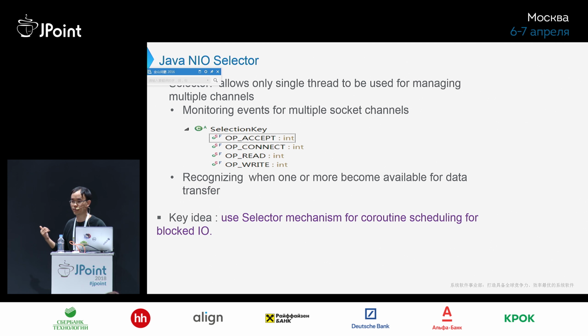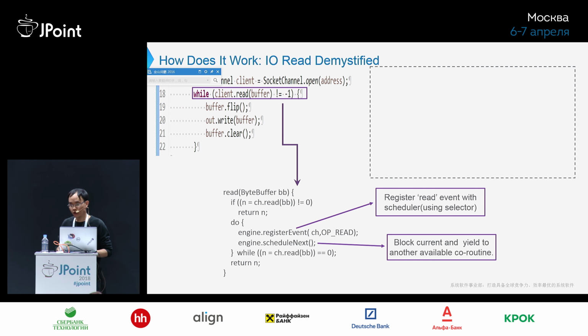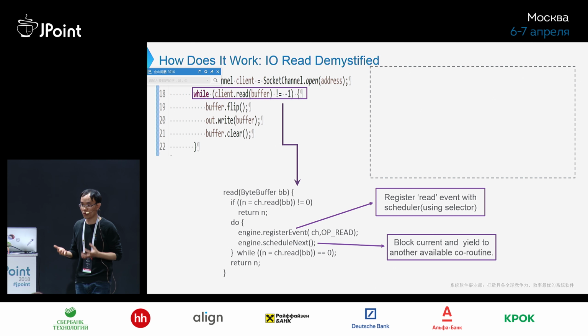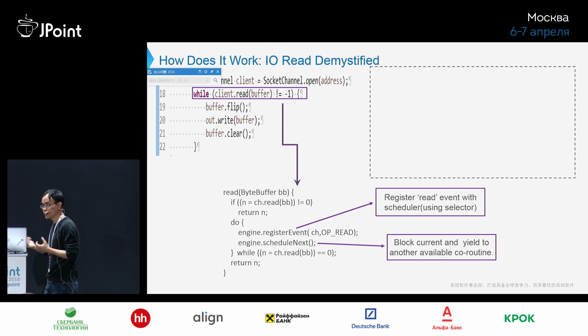I'll show you a detailed example. How does it work? You can just look at this normal application. On the top left, you write a socket application, and you have a synchronous read call, right? client.read(buffer). What will happen underneath? You can look at the code snippet at the bottom. This is our solution. We did two key things. The first thing is very simple. We just check whether or not the channel is readable. If it's readable, then we get the results and return to the caller. It's very simple. Otherwise, we do the second thing. This is the key.